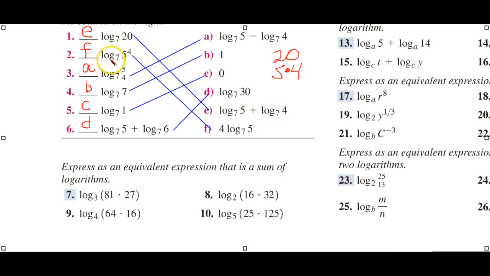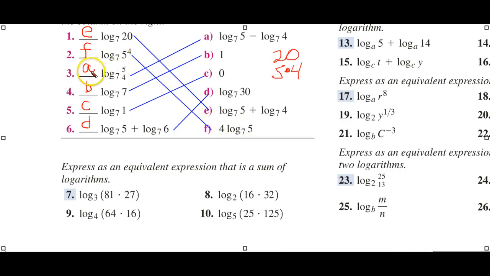For letter F here, we have the log base 7, where our 4 is the exponent, and by the rule, we move exponents in front of log. So this is one of the first steps in converting.